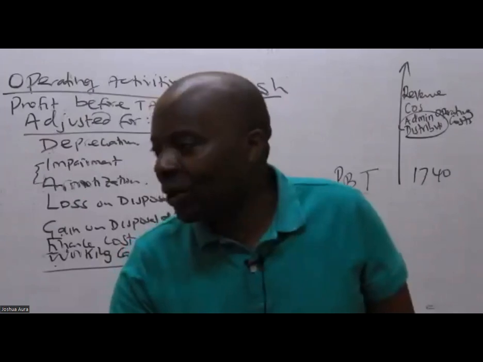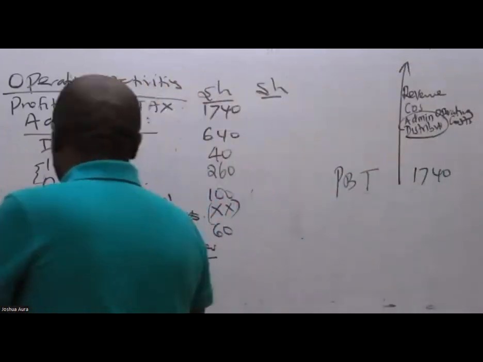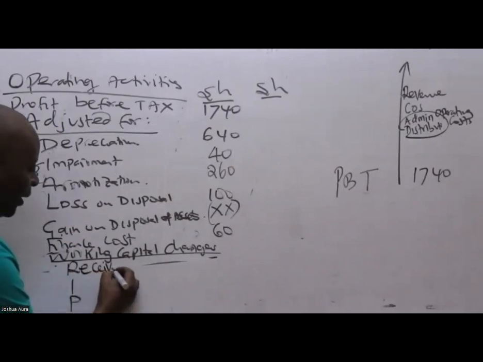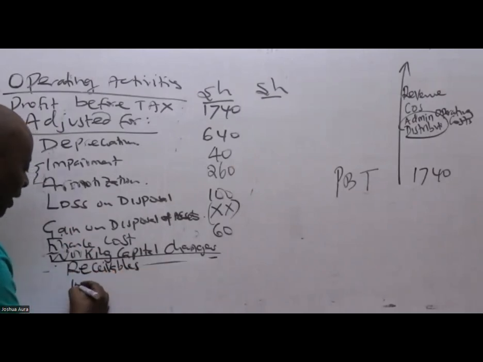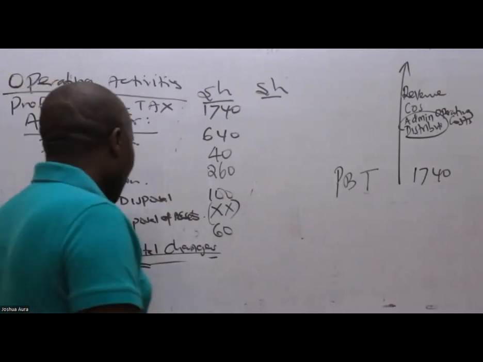For working capital changes, we should always remember "rest in peace". This R stands for receivables, this I stands for inventory, and this P stands for payables. So, working capital changes.